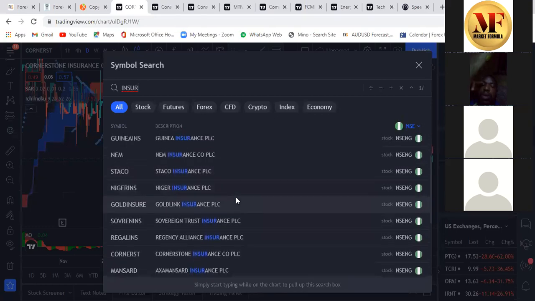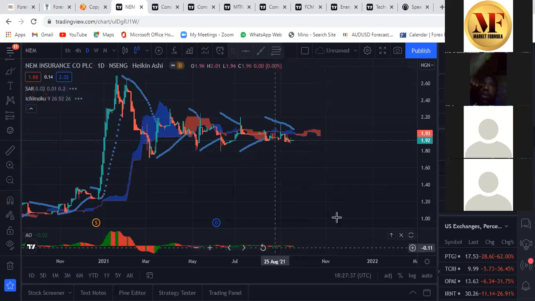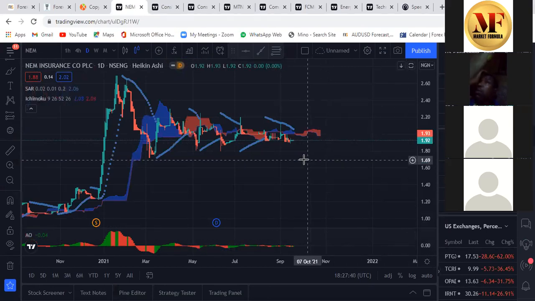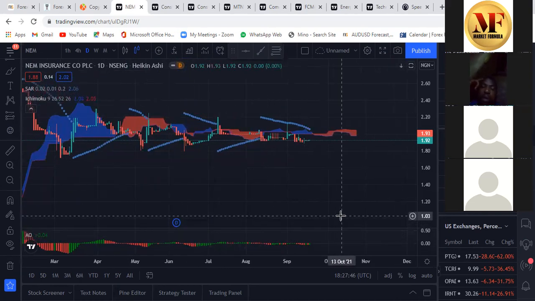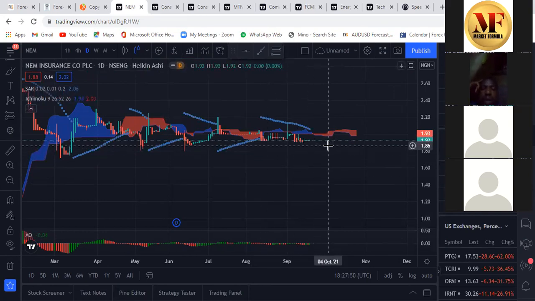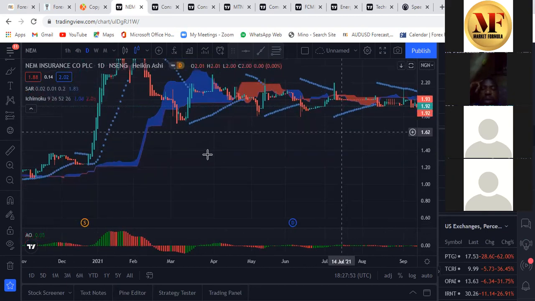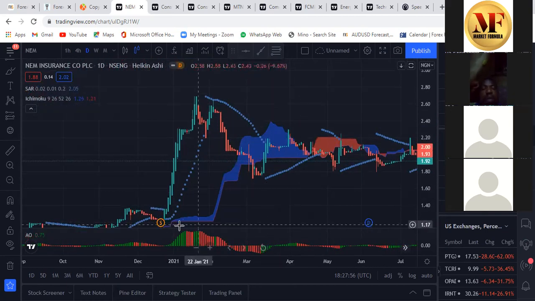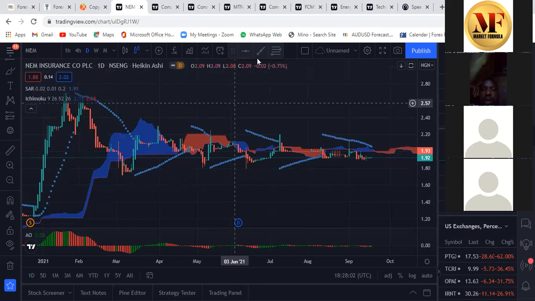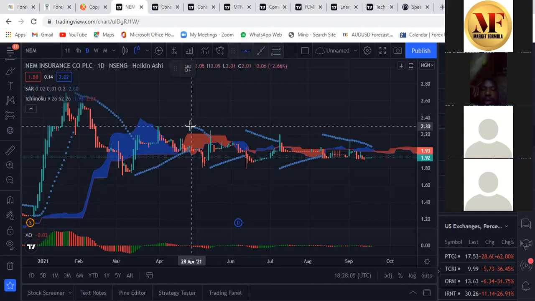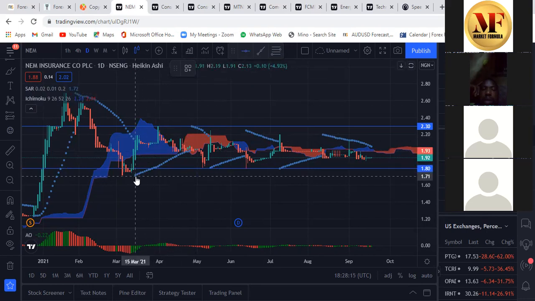Sovereign trust. Have I checked NEM insurance? Wow. Just crossing below the cloud. What do I expect? This is mixed. Number one, this is a boost flag. Market went up, came down, and started ranging. So from here to here is a range. This is a zone. And we have another resistance around here.